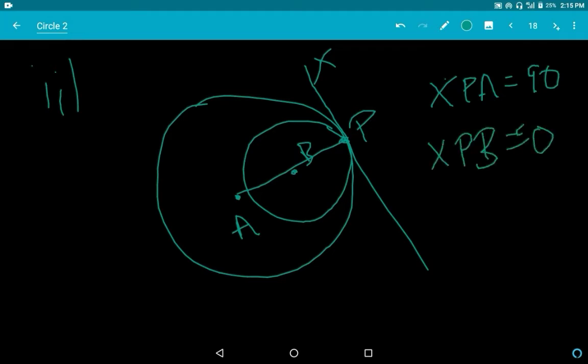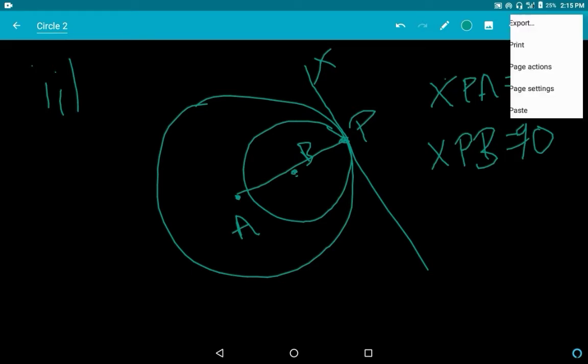We know how. Obviously for this triangle the tangent is this, for the big triangle also the tangent is the same thing. So in both cases the radius will make 90. So I can say XPA and XPB both are 90 degrees.